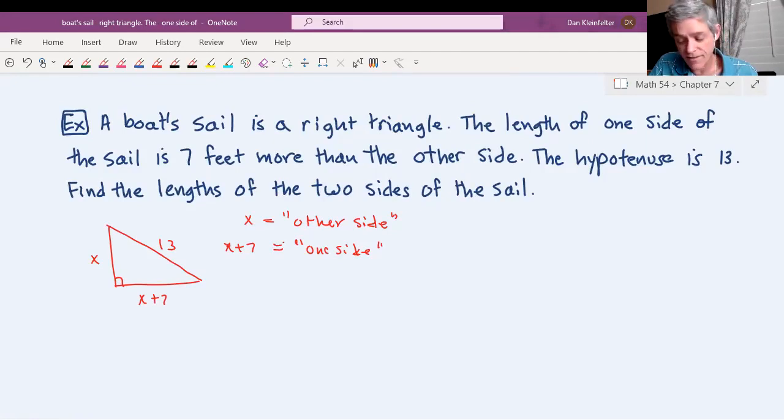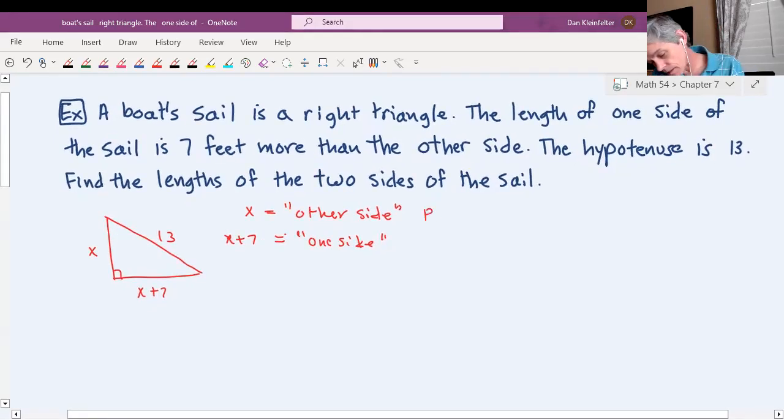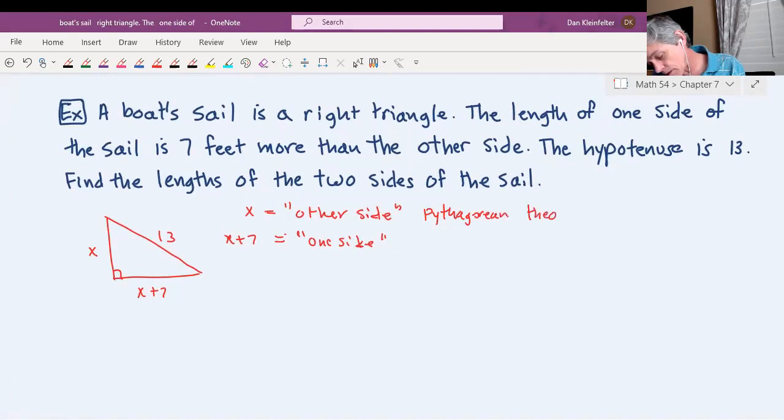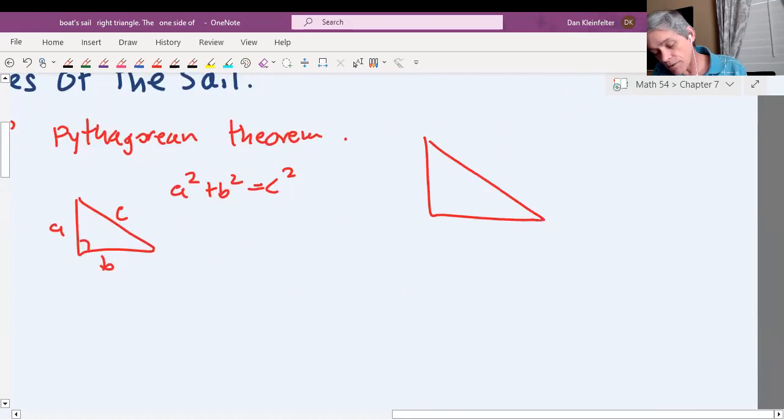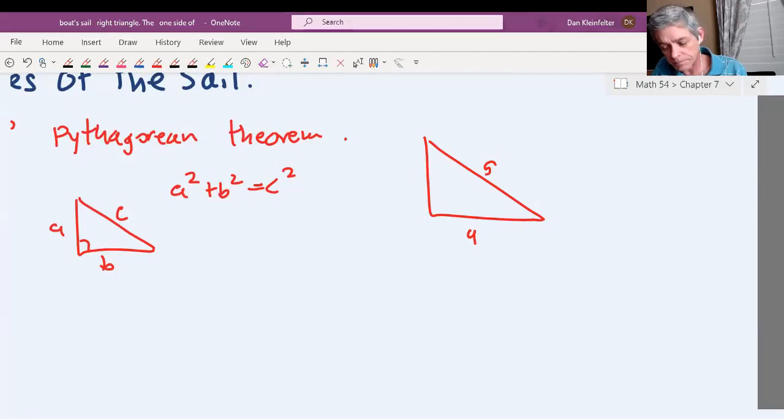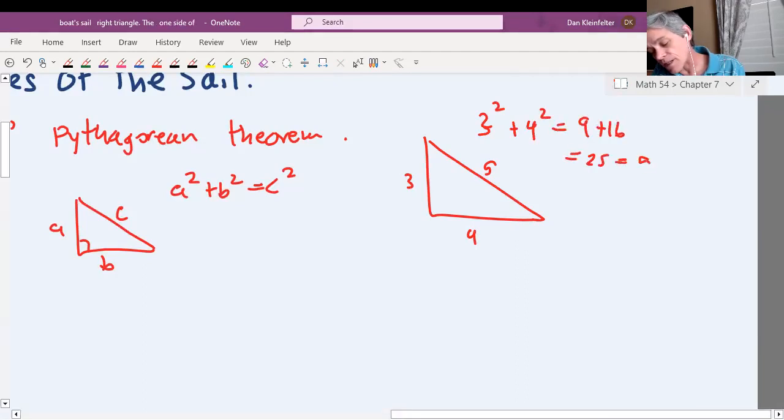The piece that we don't have is the Pythagorean theorem, which you may or may not remember. Hopefully you do. The Pythagorean theorem tells us that if you have a right triangle with sides of length a and b and hypotenuse c, then a squared plus b squared equals c squared. The typical first example is the 3, 4, 5 right triangle. 3 squared plus 4 squared is 9 plus 16. That's 25, which is 5 squared.